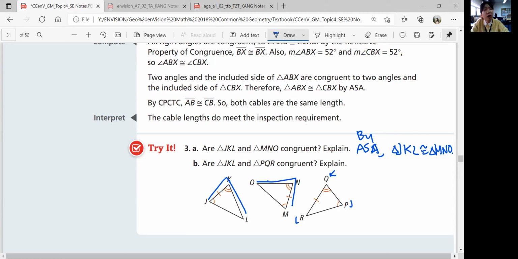But we do not know if line JK is congruent to line PQ. We just know line QR is congruent to the other sides that are in between these angles. Because line QR is not between the two angles given, we cannot use the ASA theorem. So no, they're not congruent because MN is the included side, but QR is not.